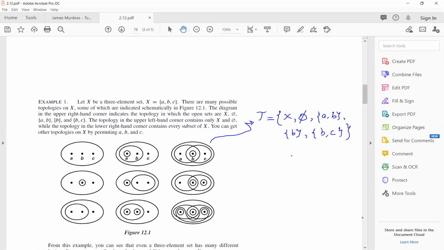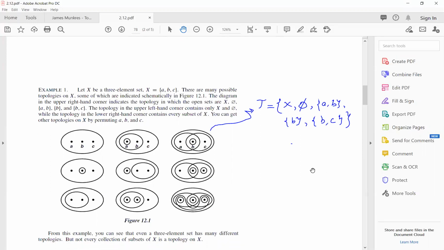Let's check to see if this is actually a topological space or not. The first condition says this topology must include X and must include the empty set. As you can see, both of them are members of this collection. So we're good with the first condition.